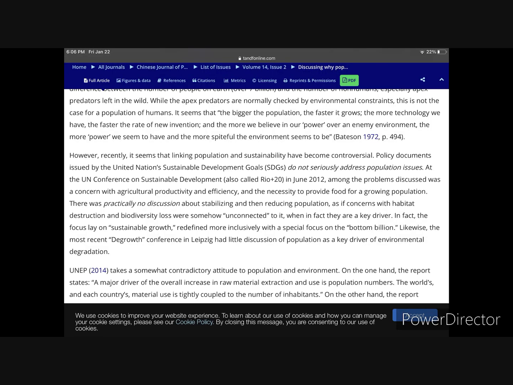UN is also not that interested in matters of linking population and sustainability. Policy documents used by the United Nations Sustainable Development Goals do not seriously address population. At the UN Conference of Sustainable Development, problems discussed were agricultural productivity and efficiency and necessity to provide food. There was no practical discussion about reducing population, which, in my opinion, is a really big matter to discuss.